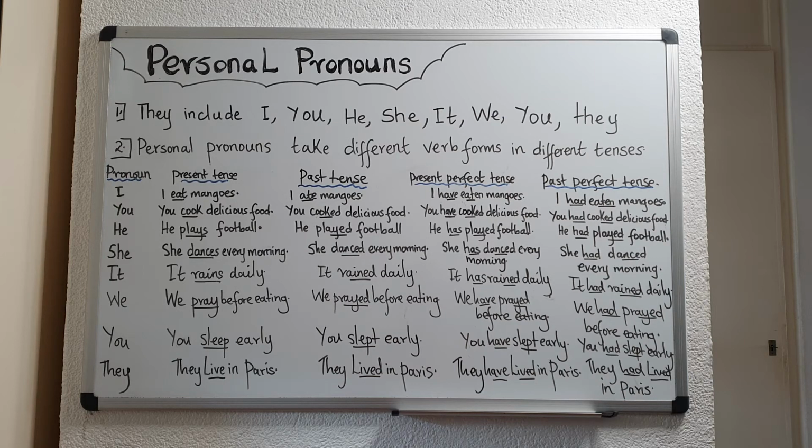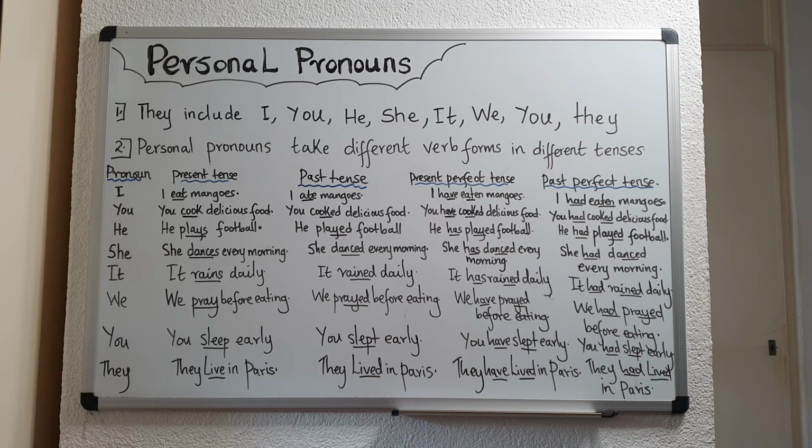In the present perfect tense, once more, just like he, you have to combine she with has, and then the verb in the past tense, which is danced. She has danced every morning. So we can never say she have danced every morning. That is not correct English. You only combine have with the personal pronoun I or you in the present perfect tense, okay? So she has danced every morning.